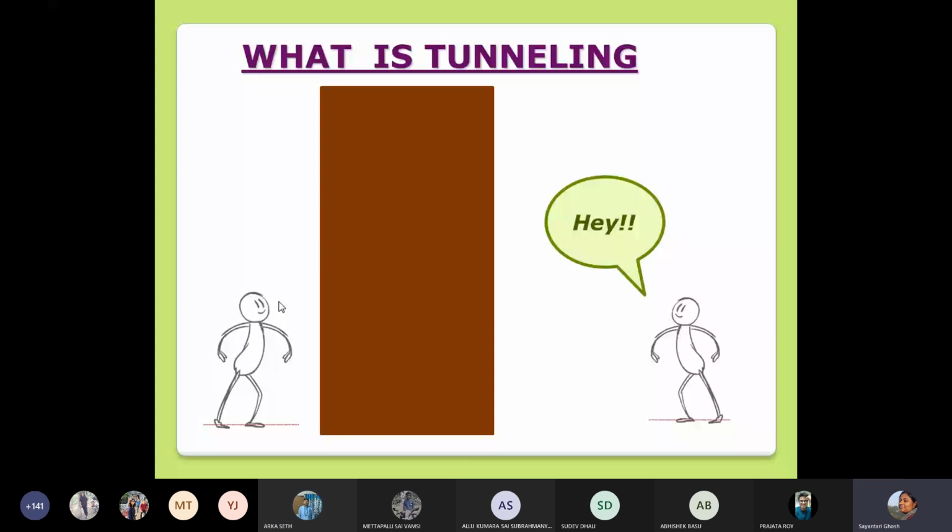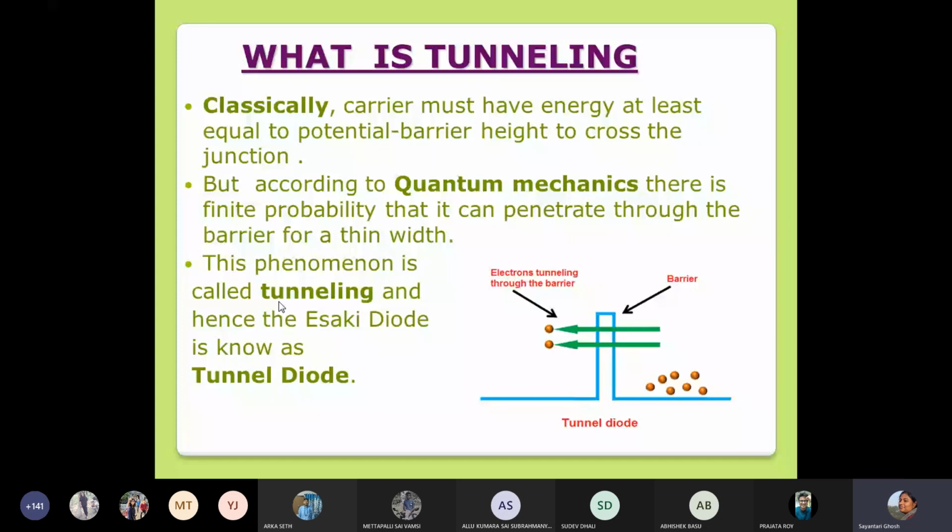So let us just talk about it. Classically that means that the carrier must have energy at least equal to the potential barrier to cross it, right? But for quantum mechanical particles, what is needed is that the barrier has to be really, really thin, and then there is a certain probability of a phenomenon called quantum mechanical tunneling. And that is what happens in a tunnel diode. If the depletion region is really thin, that means the width of this potential barrier becomes really thin, and this opens up a possibility of tunneling through the barrier for these electrons.